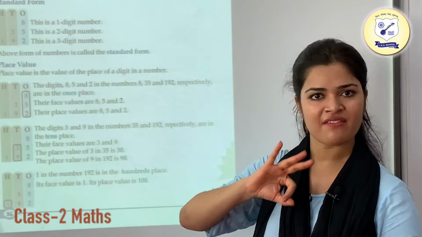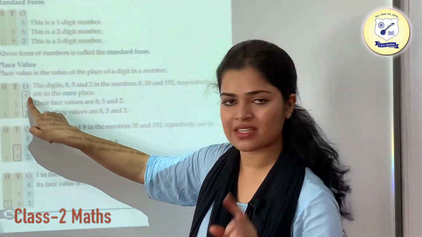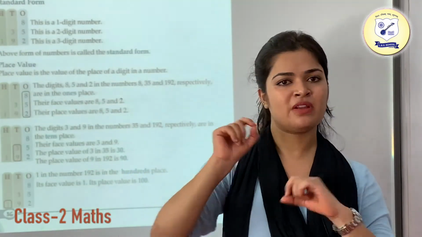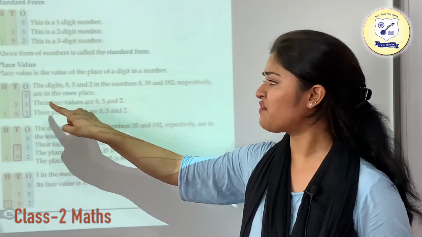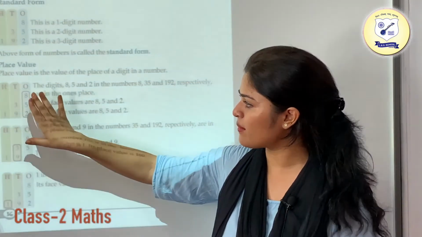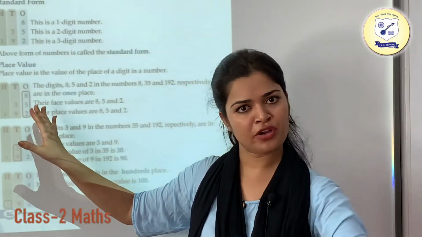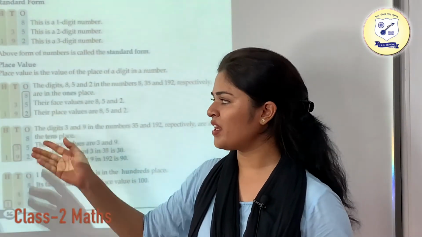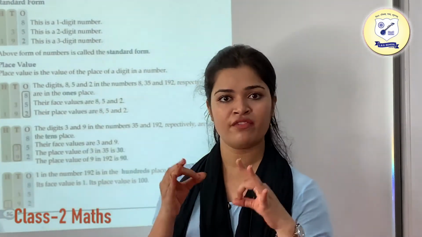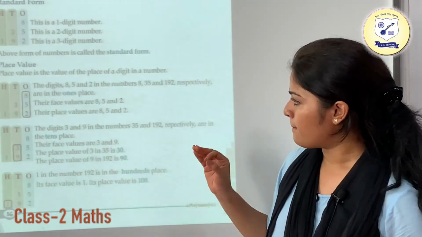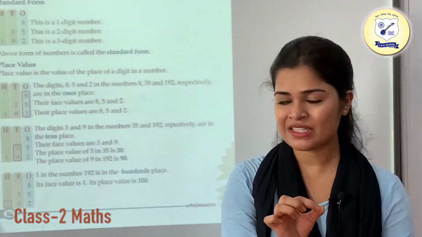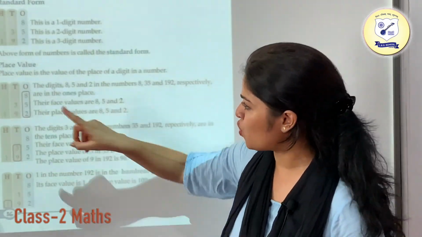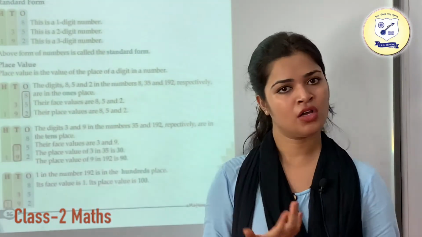As you can see, in the numbers 8, 35 and 192 we have the digits 8, 5 and 2 on the ones place. Their face value is going to be the same: in the first number the face value of 8 is 8, in 35 the face value of 5 is 5, and in 192 the face value of 2 is 2. But since we are talking about the place value of the ones place, it is going to be 8, 5 and 2.